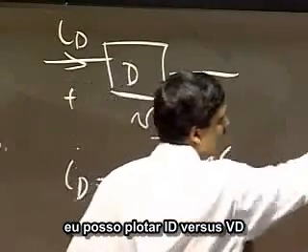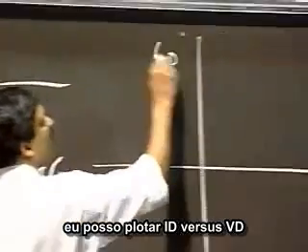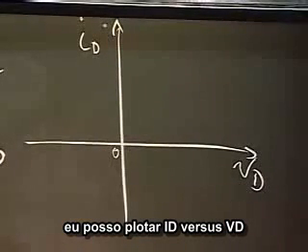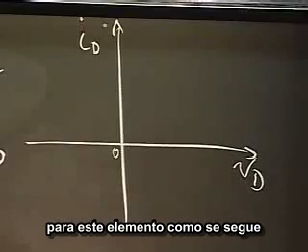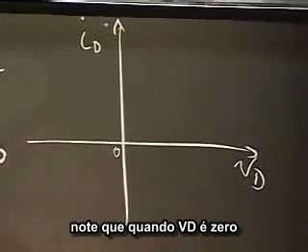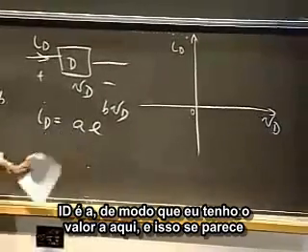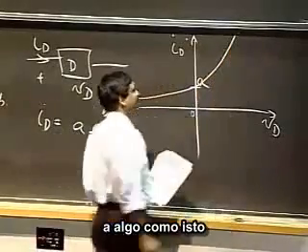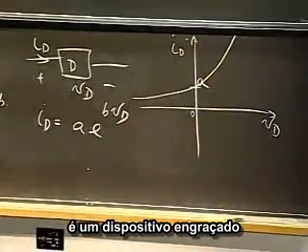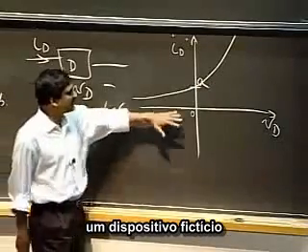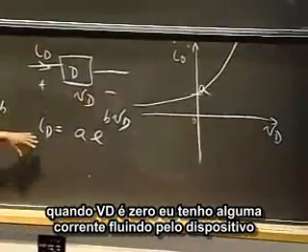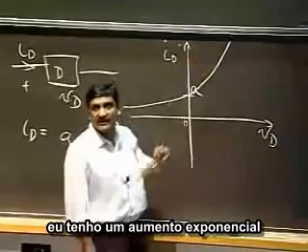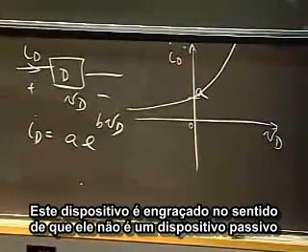So I can plot ID versus VD for this element as follows. Notice that when VD is 0, ID is A. So I have A here, and it looks like this. Okay, it's a funny device, a fictitious device. So when VD is 0, I have some current flowing through the device, and as VD increases, I get an exponential increase in the current through that device.